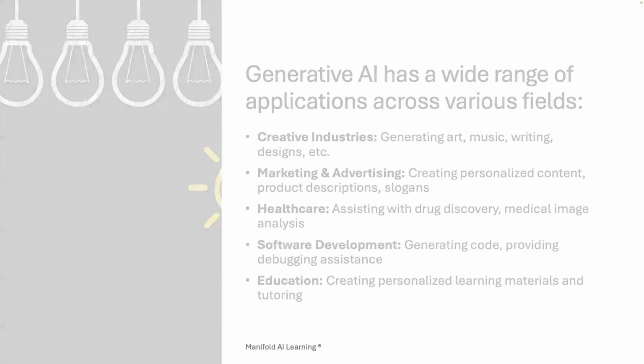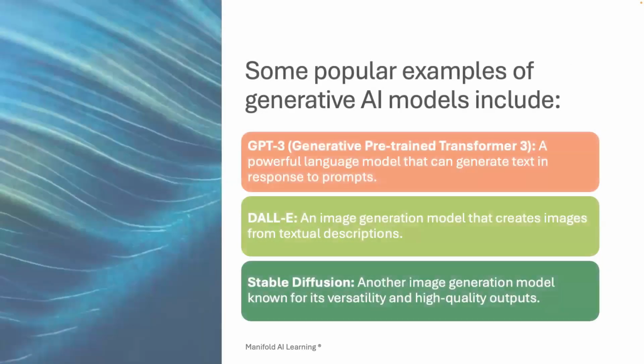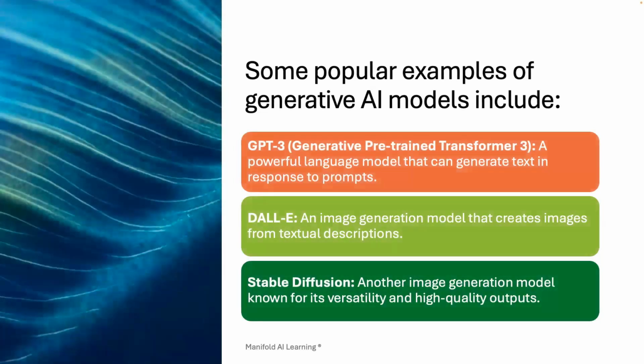So if I want to define some popular examples of generative AI models, I can say GPT-3 or GPT-4 or the latest version, any GPT. It's one of the powerful language models which can generate text in response to a prompt. Okay, that's one example of a generative AI model. Another popular example is DALL-E. This is an image generation model which can create images from a textual description.